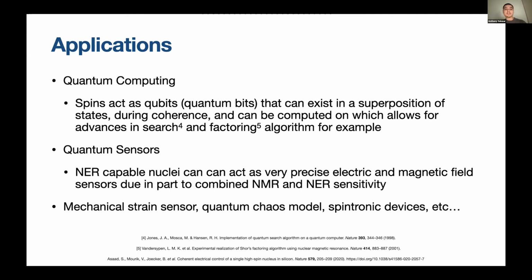You also have quantum sensors, which NER-capable nuclei can act as, precise electric and magnetic field sensors, due in part to this combined NMR and NER sensitivity. So this allows for further precision in sensing these fields if you're doing physics experiments and whatnot, as opposed to having only magnetic sensitivity. Further, you can have mechanical strain, quantum chaos, and spintronic devices, and the list goes on.